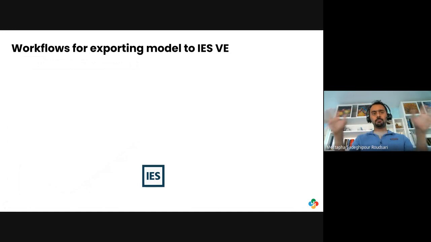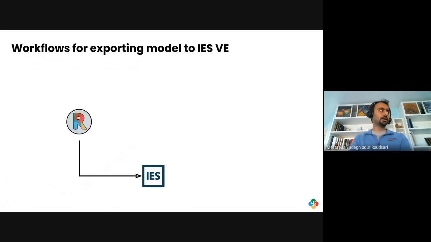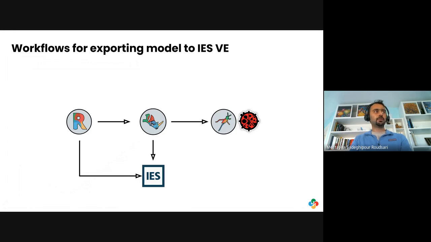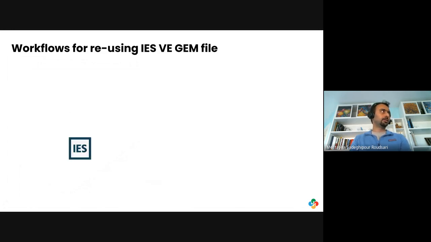So I know I mentioned a lot, so these are my last slides. Let me wrap it up. So these are all the workflows possible for exporting your model from Pollination ecosystem to IESVE. One is you can go directly from Revit, or you can go directly from Rhino, or you can go from Revit to Rhino to IESVE, or you can go from Rhino to Grasshopper, go back to Rhino and go to IESVE, or go directly from Grasshopper to IESVE, depending on what you need.